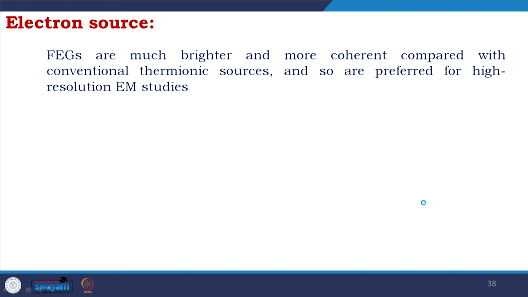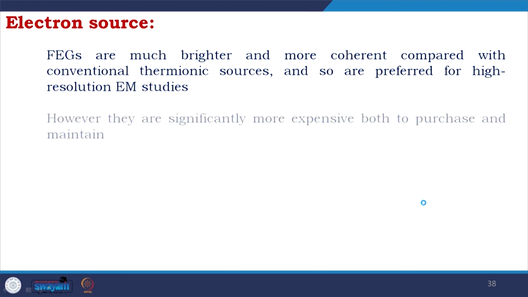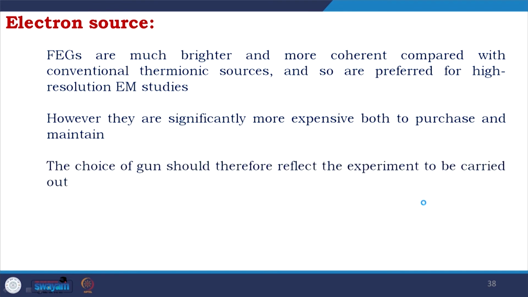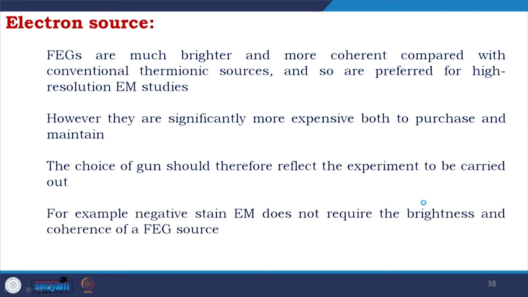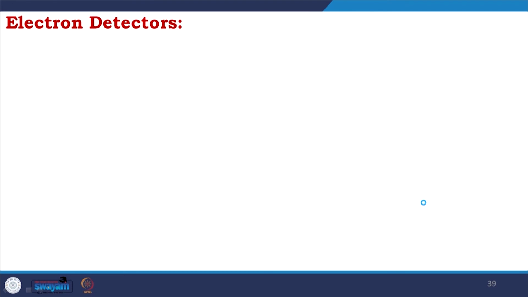Field emission guns are much brighter and more coherent compared with conventional thermionic sources and so are preferred for high resolution EM studies. However, they are significantly more expensive both to purchase and also to maintain. The choice of gun should therefore reflect the experiment to be carried out. For example, negative stain electron microscopy does not require the brightness and coherence of a field emission gun source.